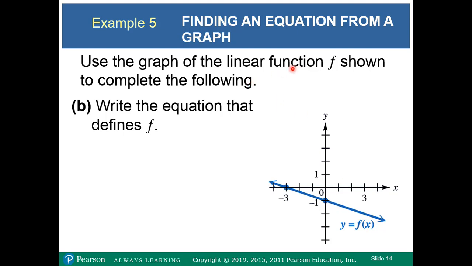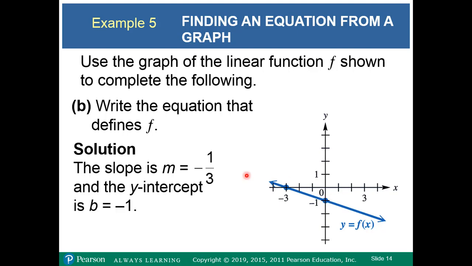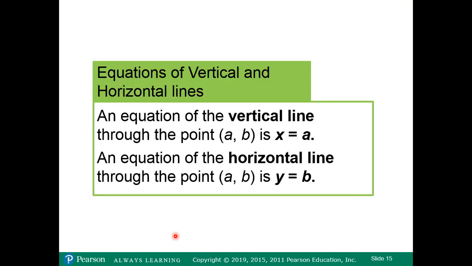Now use the graph of the linear function to complete the following. Write the equation that defines f. Okay, well, we know the slope is -1/3, and we know the y-intercept is at (0, -1), so b is -1. So we can write the equation by using the slope and the y-intercept. We know that the function f of x is -1/3 x minus 1. And that's it. That's how easy it is to use a graph.